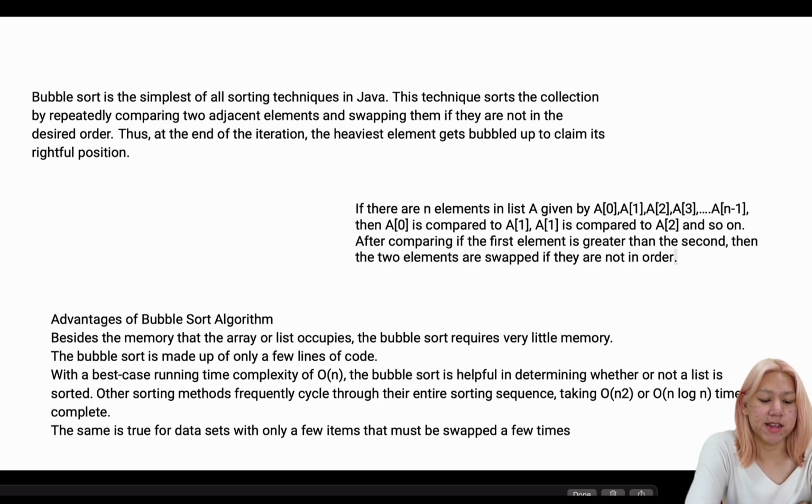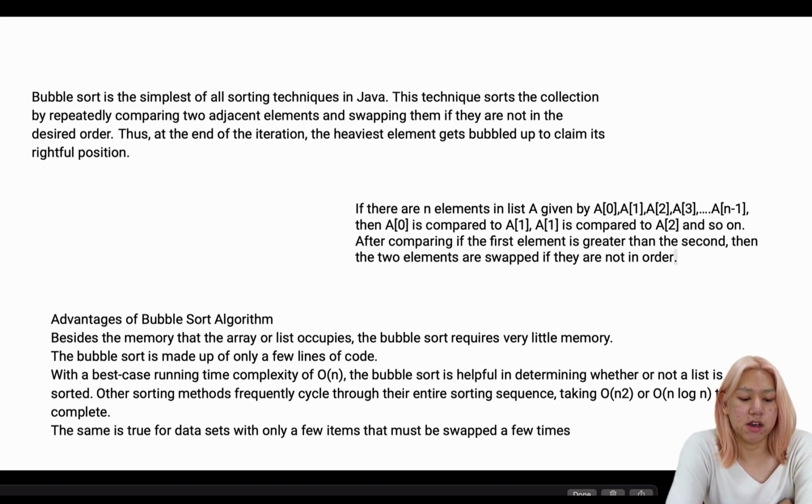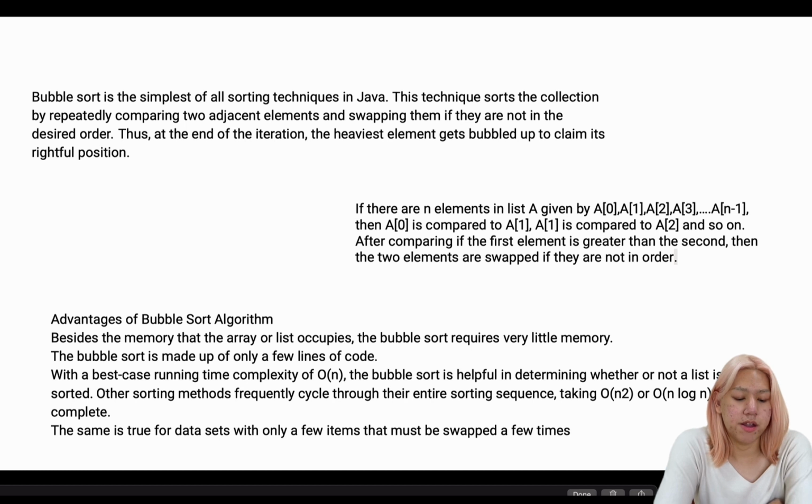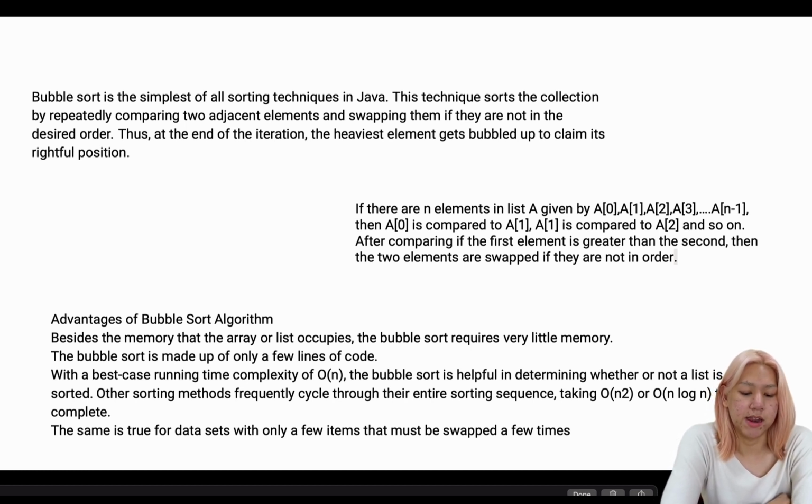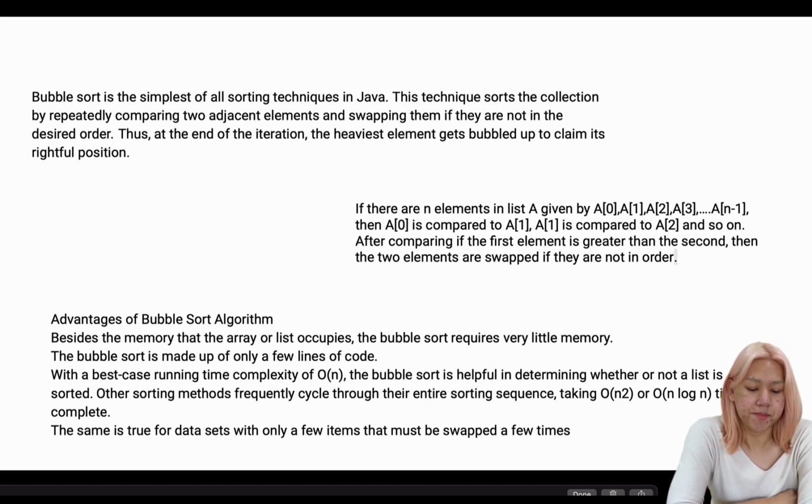Bubble sort is the simplest of all sorting techniques in Java. This technique sorts the collection by repeatedly comparing two adjacent elements and swapping them if they are not in the desired order. Thus, at the end of the iteration, the heaviest element gets bubbled up to claim its rightful position.